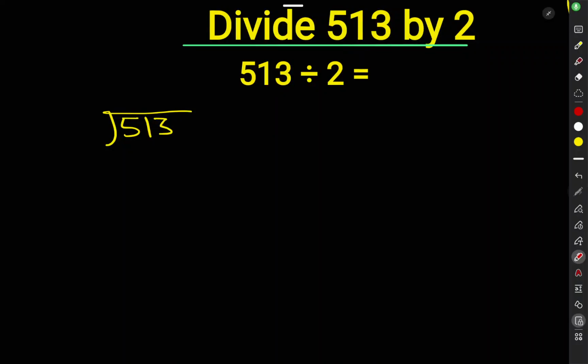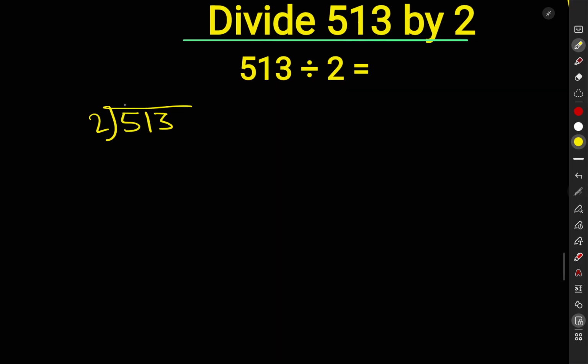We divide 513 by 2 in the long division method. 2 times 2 is 4. On subtracting, it is 1. So again we put down this 1 and it is 11.